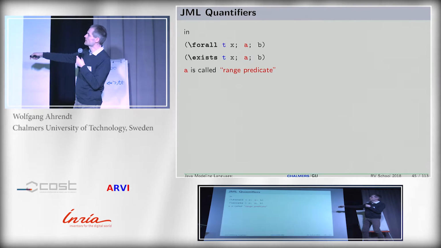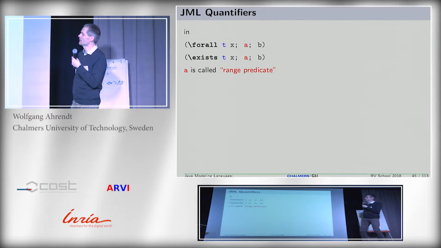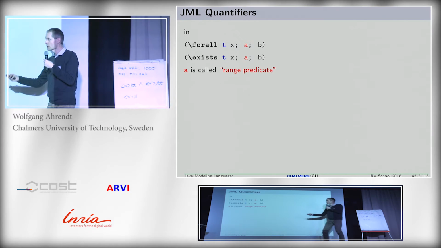So A here, if you use this, is pragmatically used as a range predicate. It limits the range you're talking about.